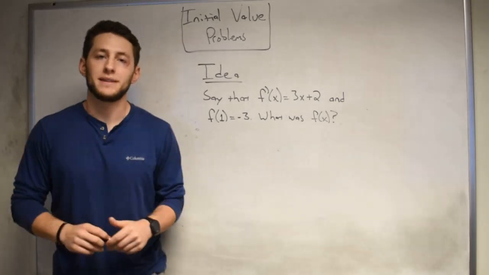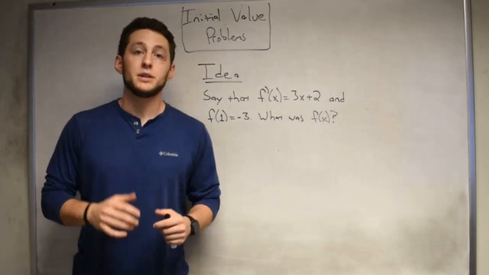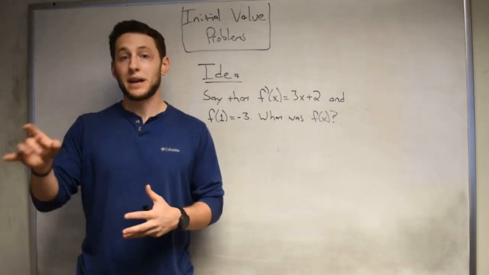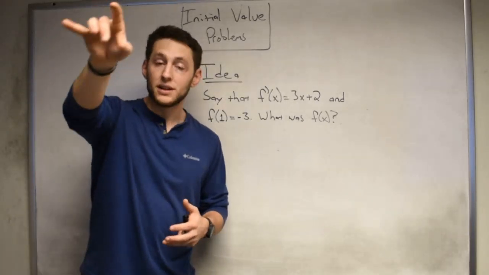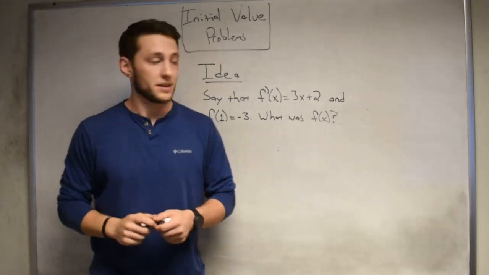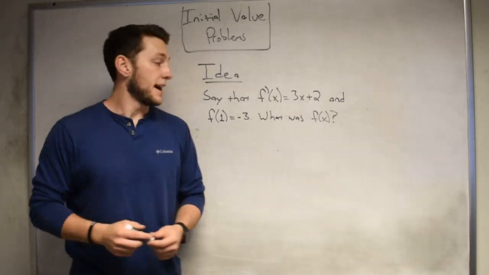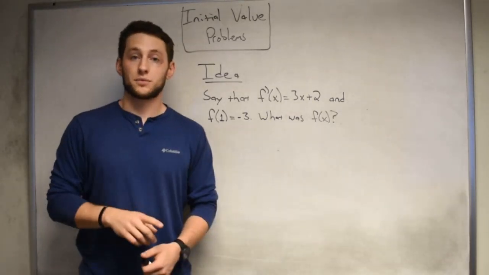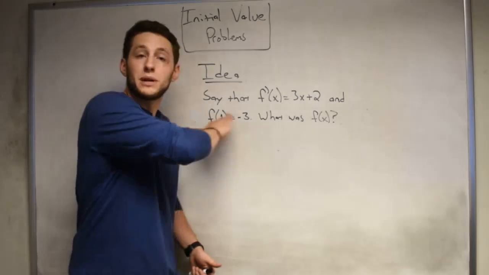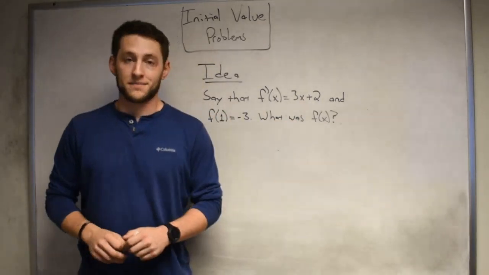Now recall that the whole idea about anti-differentiation is that if I give you a derivative, you can find an original function that when you derive that original function, you get the derivative. So let's consider the following question. Say that f prime of x is equal to 3x plus 2, and that f of 1 is equal to -3. Notice I'm talking about the original function here. What was f of x?